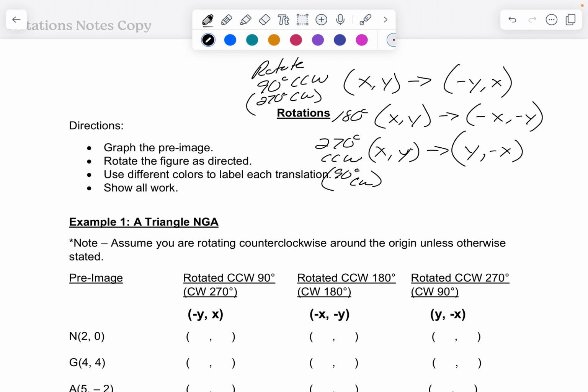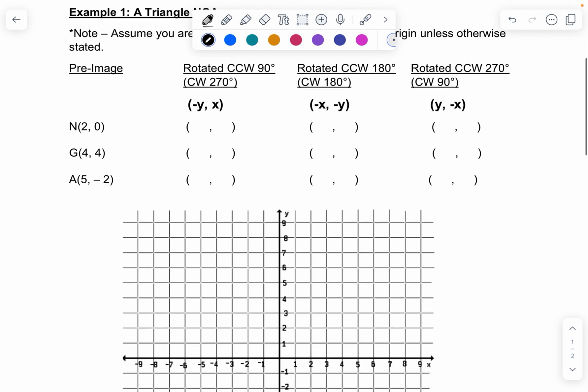Now, you also can figure these things out by just turning your paper. If you have something graphed, turn it however many degrees that you're rotating it. And what you're looking at, don't pay attention, it's just like the normal x-y plane or x-y axis. Just think of it: to the right is positive, left is negative, up is positive, down is negative. And that will be your rotated figure. Well, let's do this one right here.